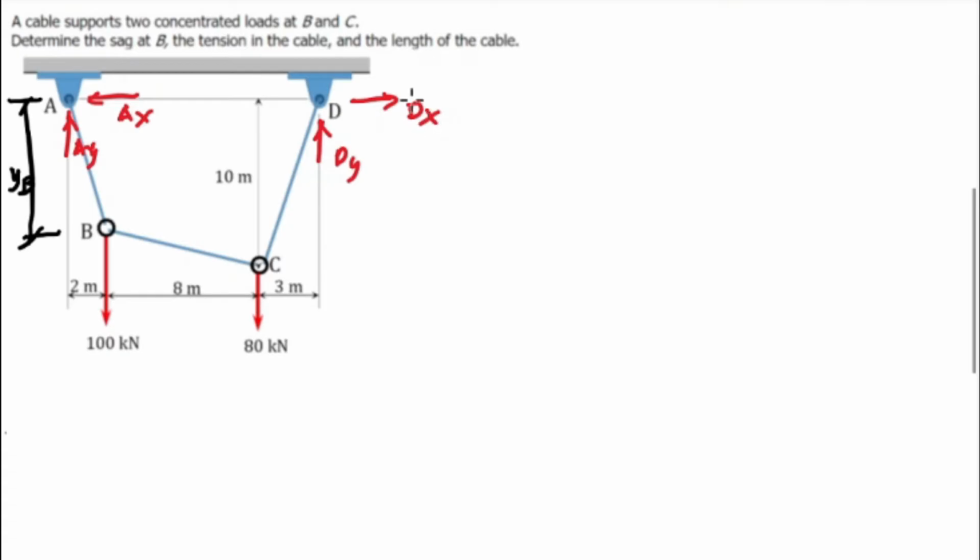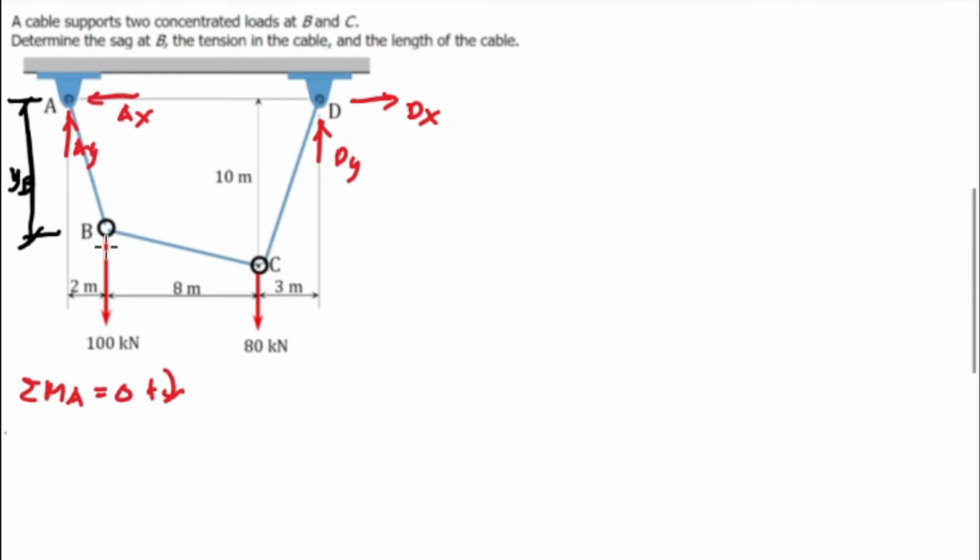First, we need to find the values for the reactions. For the first step, you need to use the summation of moments at point A and equate that to 0. Clockwise direction is positive and counterclockwise direction is negative. At point A, the values for A sub Y and A sub X are equal to 0 because the distance is 0.